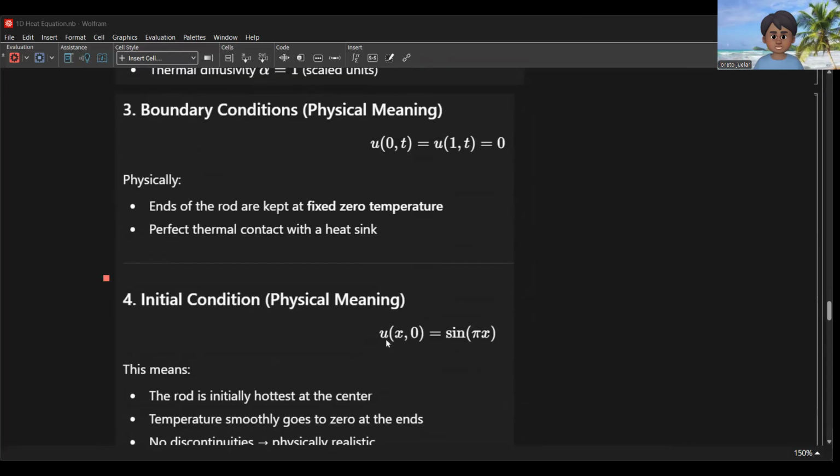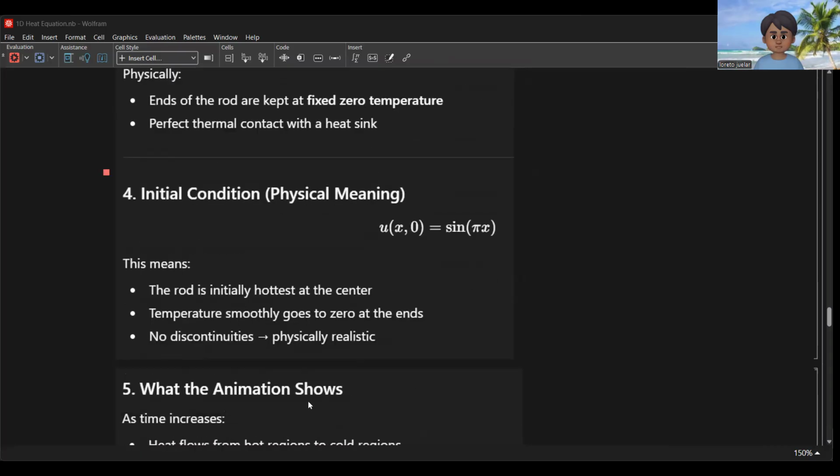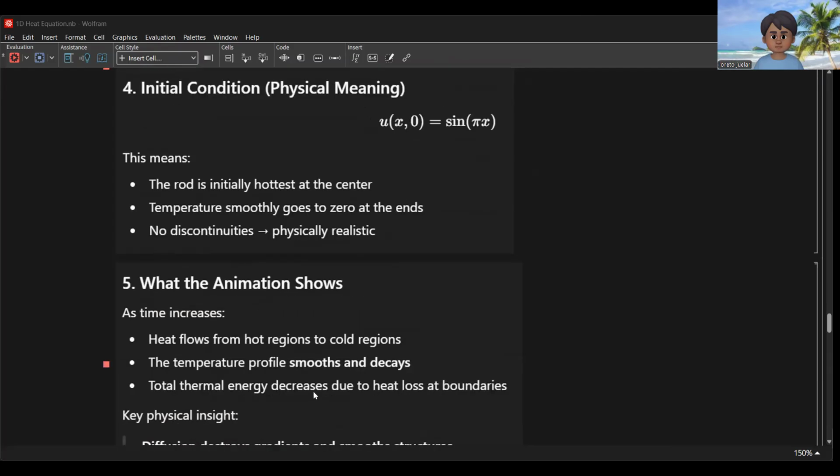So we have the initial conditions and their physical meaning. u as a function of x at time t equal to 0 is equal to sine pi x. This means the rod is initially hottest at the center. Temperature smoothly goes to 0 at the ends. No discontinuities. Physically realistic. So what the animation shows here: as time increases, heat flows from hot regions to cold regions.